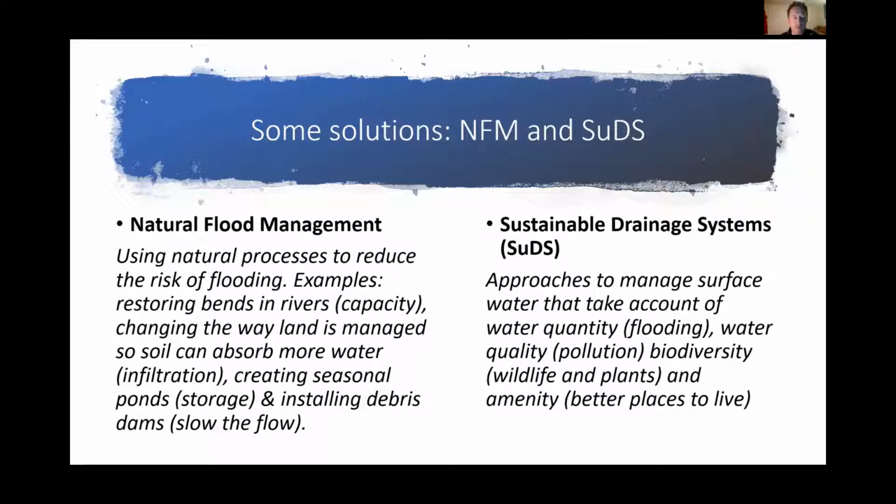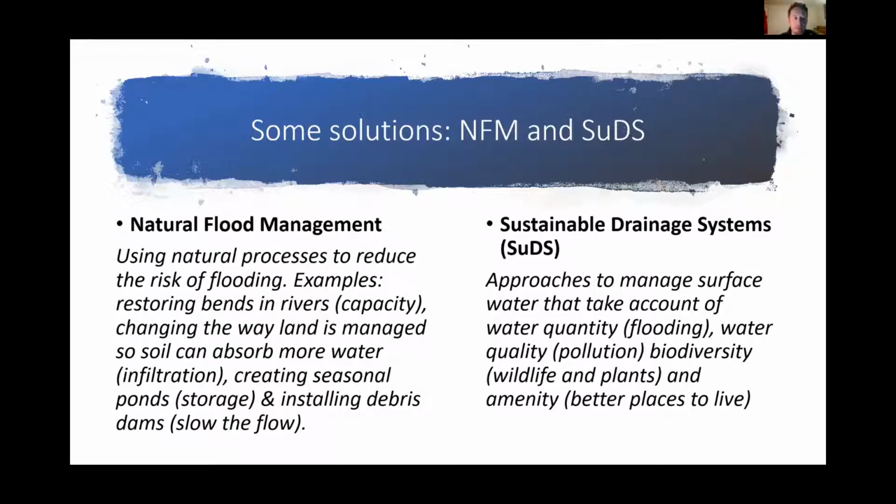And that's one of the reasons why we wanted to call this meeting, to harvest the knowledge in the community and to figure out what we can do next. But before I launch in, I thought it would be good to have a look at some terms that we have been using and will be using this evening. So natural flood management and sustainable drainage systems.